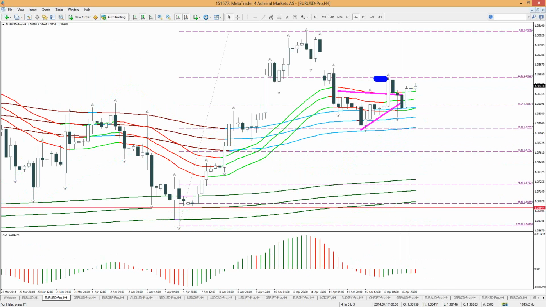Also, we now have a clear level. If we break that level, this is certainly a breakout trade here. Follow through on the euro dollar to the upside. So to me, it looks bullish.